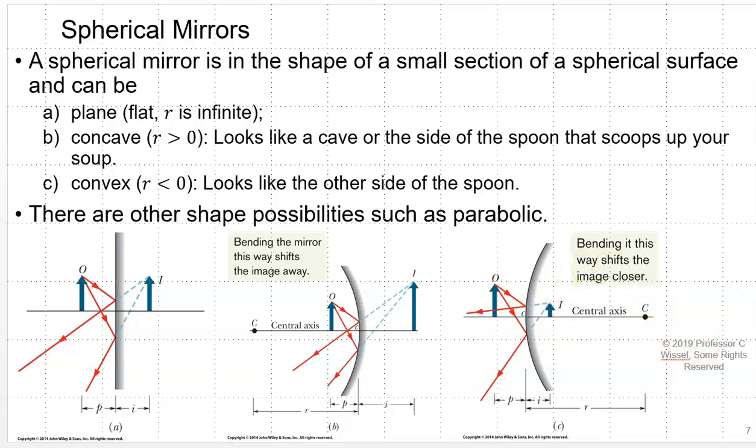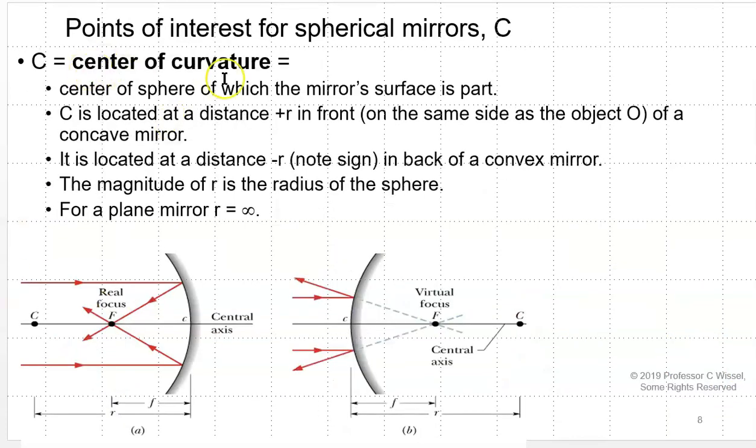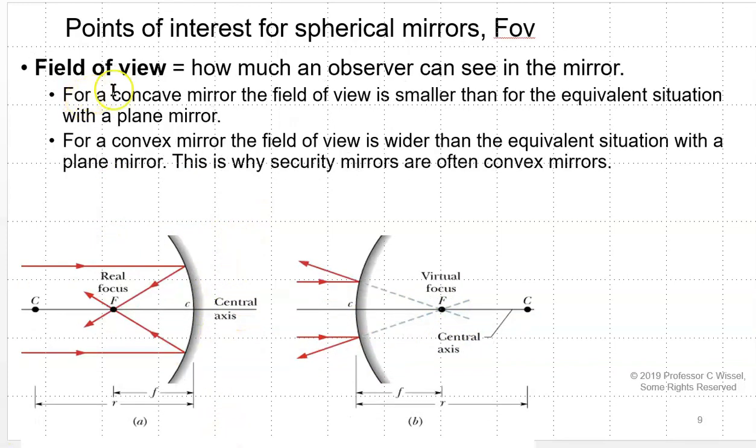And there are other shape possibilities, such as parabolic. Okay, C is the center of curvature. It's the center of a sphere of which the mirror surface is a small part. It is located at distance positive R in front of a concave mirror. It is located at distance minus R in the back of a convex mirror. The magnitude of R is the radius of the sphere, and for a plane mirror, a flat mirror, R is just equal to infinity. Now, the field of view is how much an observer can see in the mirror.